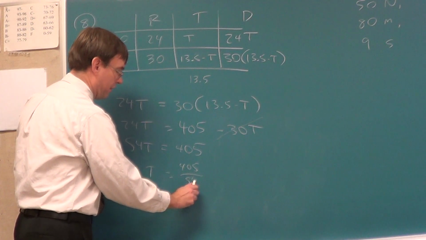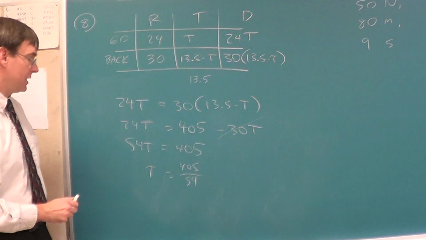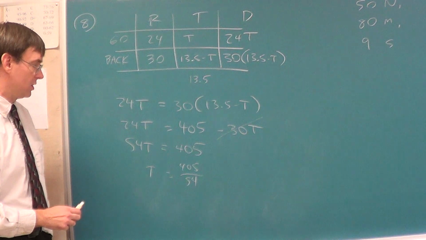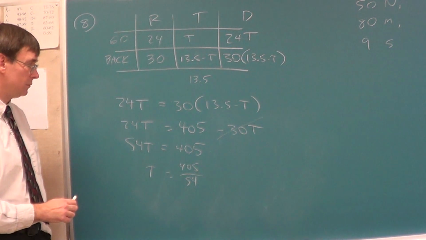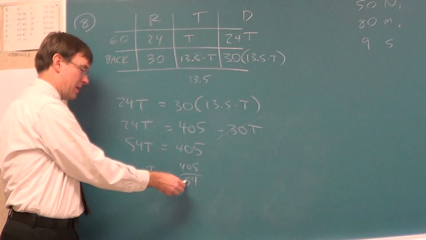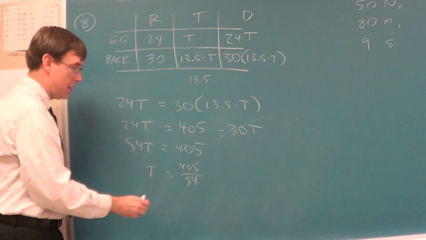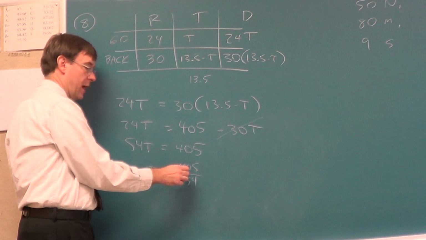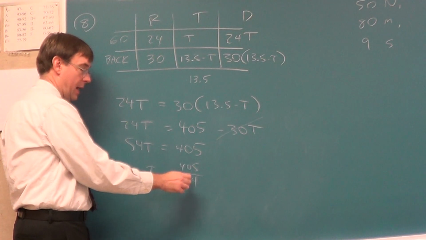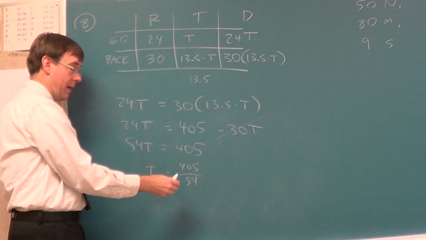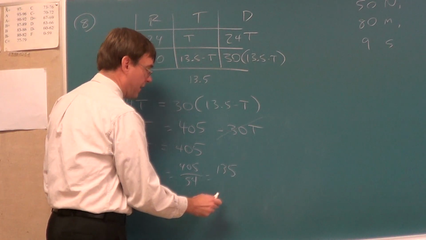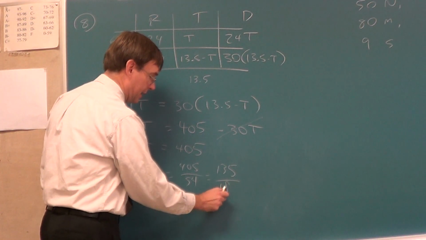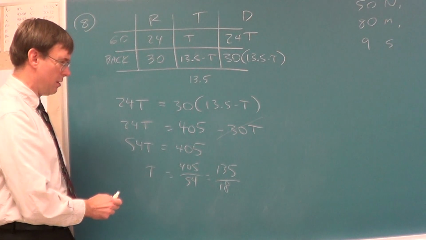405 divided by 54. I'm not real excited about the idea of long division, so maybe let's think if we can reduce that at all. Can anybody think of any number that goes into both of those? 3. Good old 3 trick from 7th grade. If you add the digits up to 9 and add the digits up to 9, that means 3 could go in. If we go 3 in, we'd be 135 and 18.